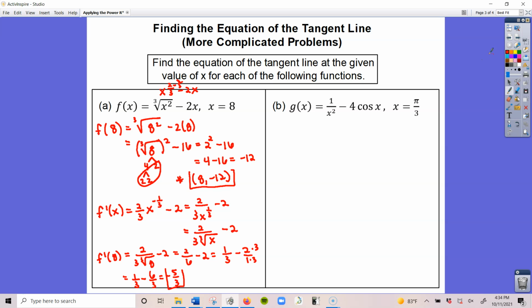So now when we're writing the equation of the tangent line, we have everything we need. It would be y minus negative 12, so y plus 12 is going to equal negative 5 over 3, my slope, times x minus 8.